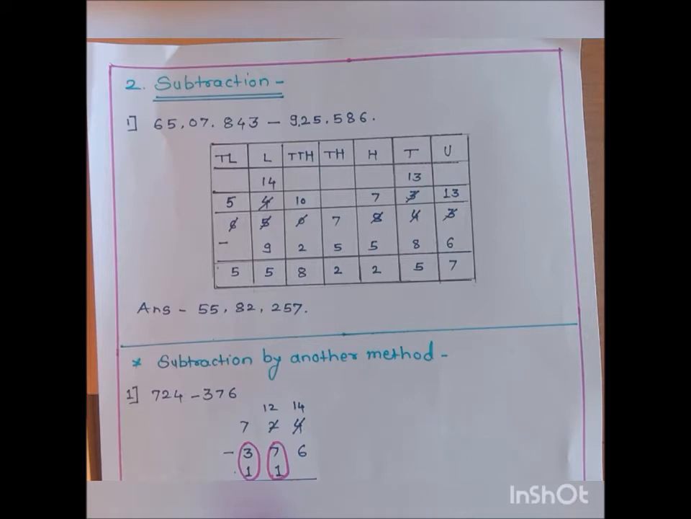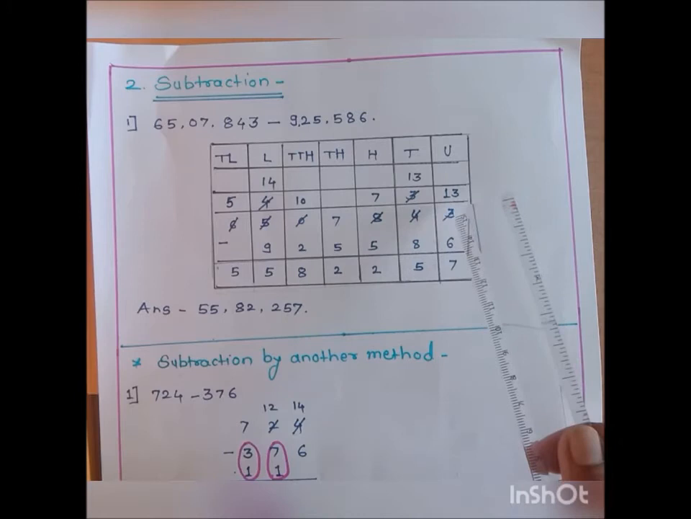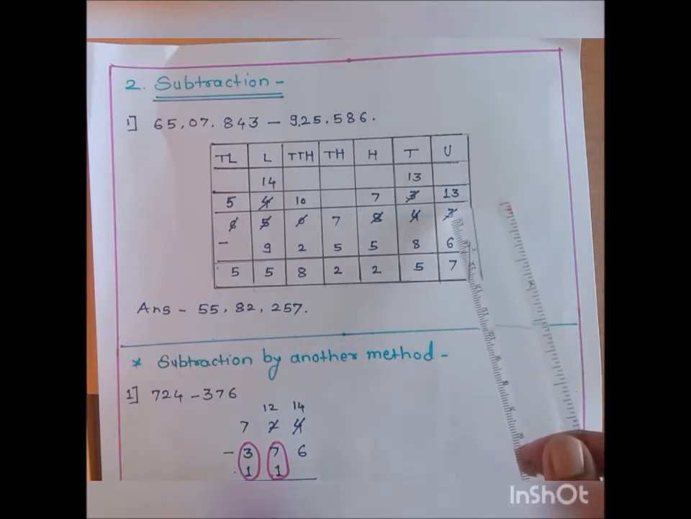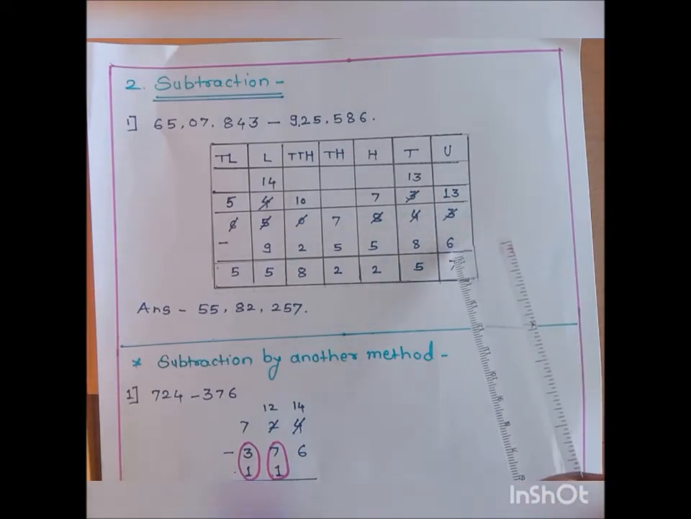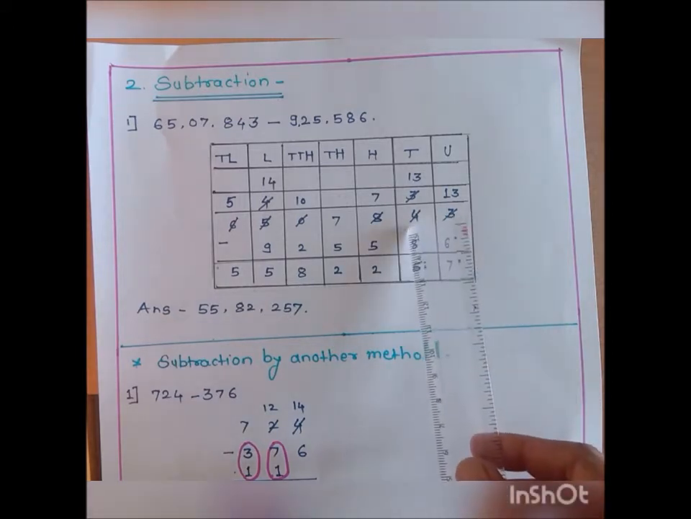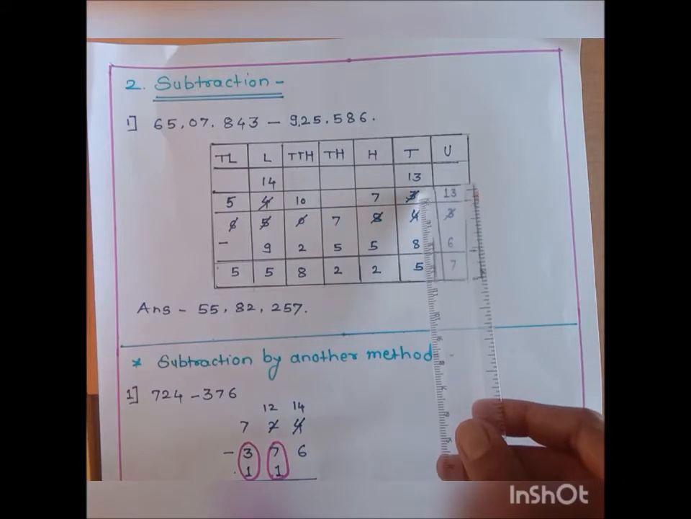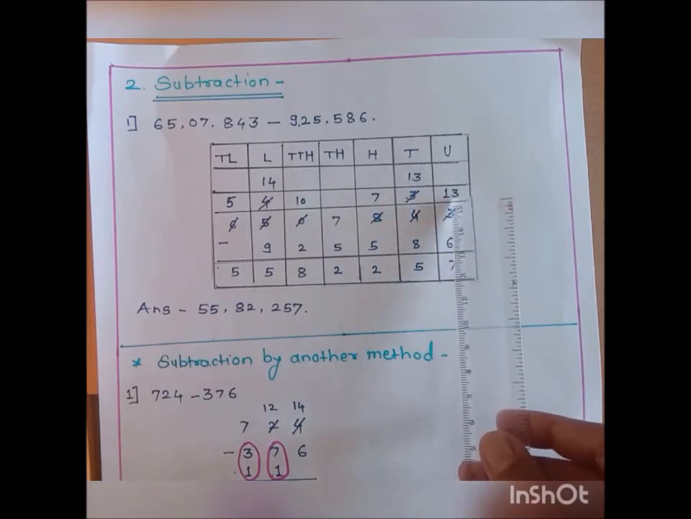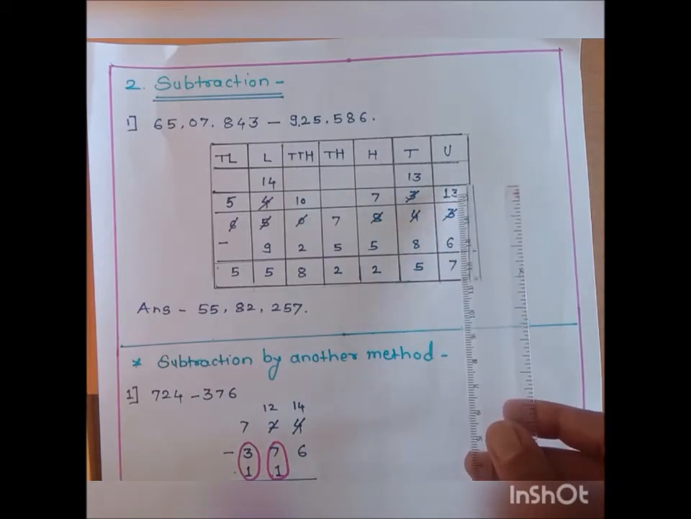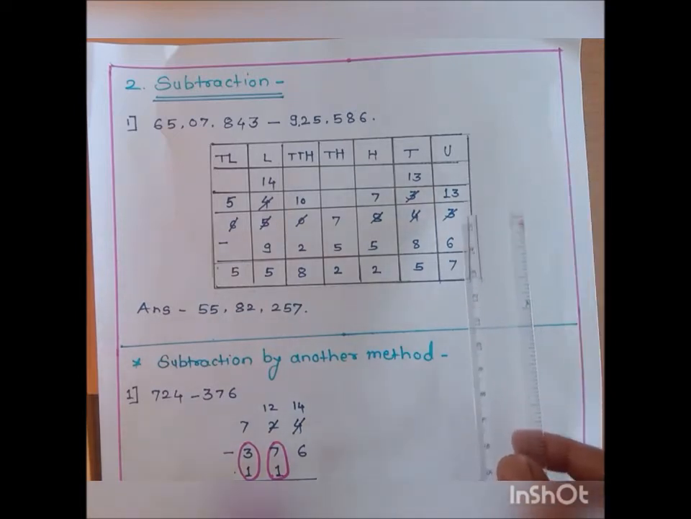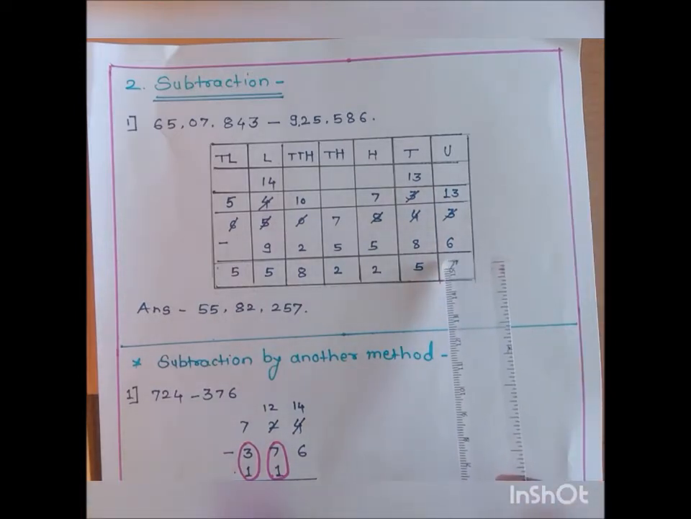So here 3 minus 6. Can we subtract 6 from 3? No, because 3 is smaller number and 6 is bigger number. So we can't subtract 6 from 3. So we have to take borrow 1 from this tens place. Here 4 minus 1, 3, and here we have to add 10. 10 plus 3 is equal to 13. That is 13 minus 6 is equal to 7.